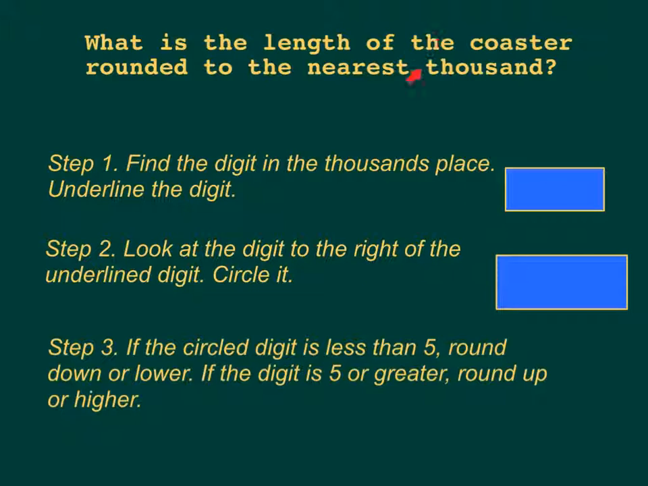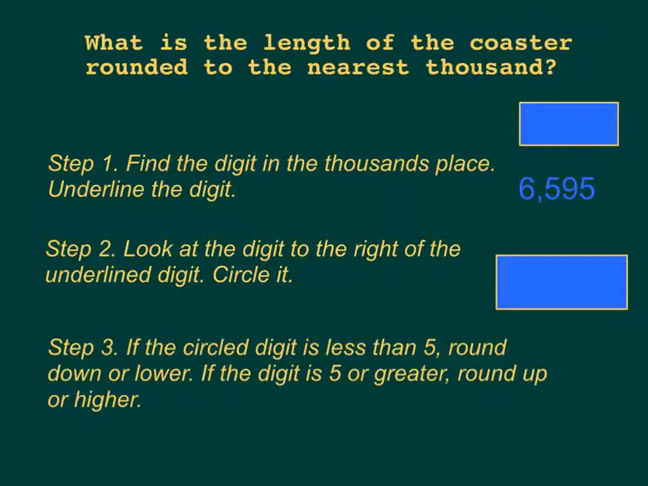We're going to be looking at the 1,000 place to see which number it's going to be closest to when we round. So the first step is we're going to find the digit in the thousands place. If we look at the number 6,595, we need to find the digit in the thousands place, which is the 6. If you look at step 1 right here, it says underline that digit. So we're going to go ahead and underline the 6 because that's in the thousands place.